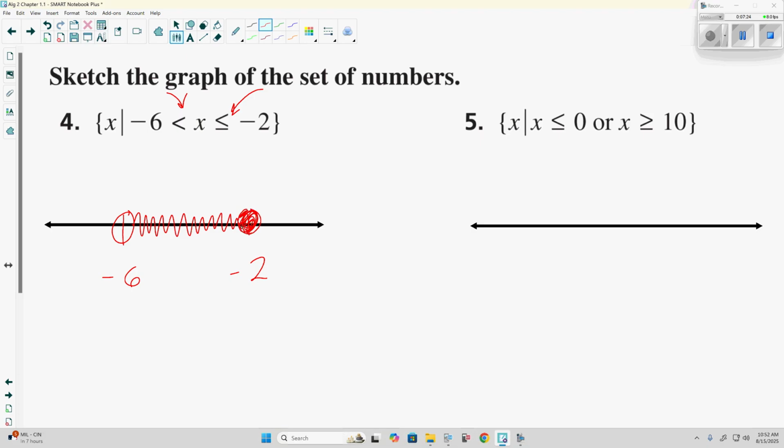And that's it. Now the main reason I do the squiggle line for shading is just to help us see what's shaded. Because just trying to draw over the top of that line, it's hard to see what it is. Questions on number 4? Yes.